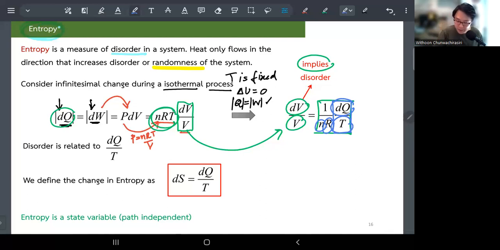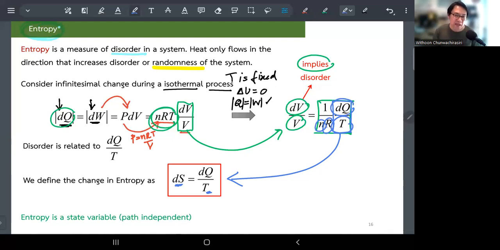Okay. And this is the one that we're going to define. So it turns out to be the heat that is flowing in or out divided by the temperature at which this heat transfer is happening. We name this the entropy change. It's no wow here, this is just a definition.